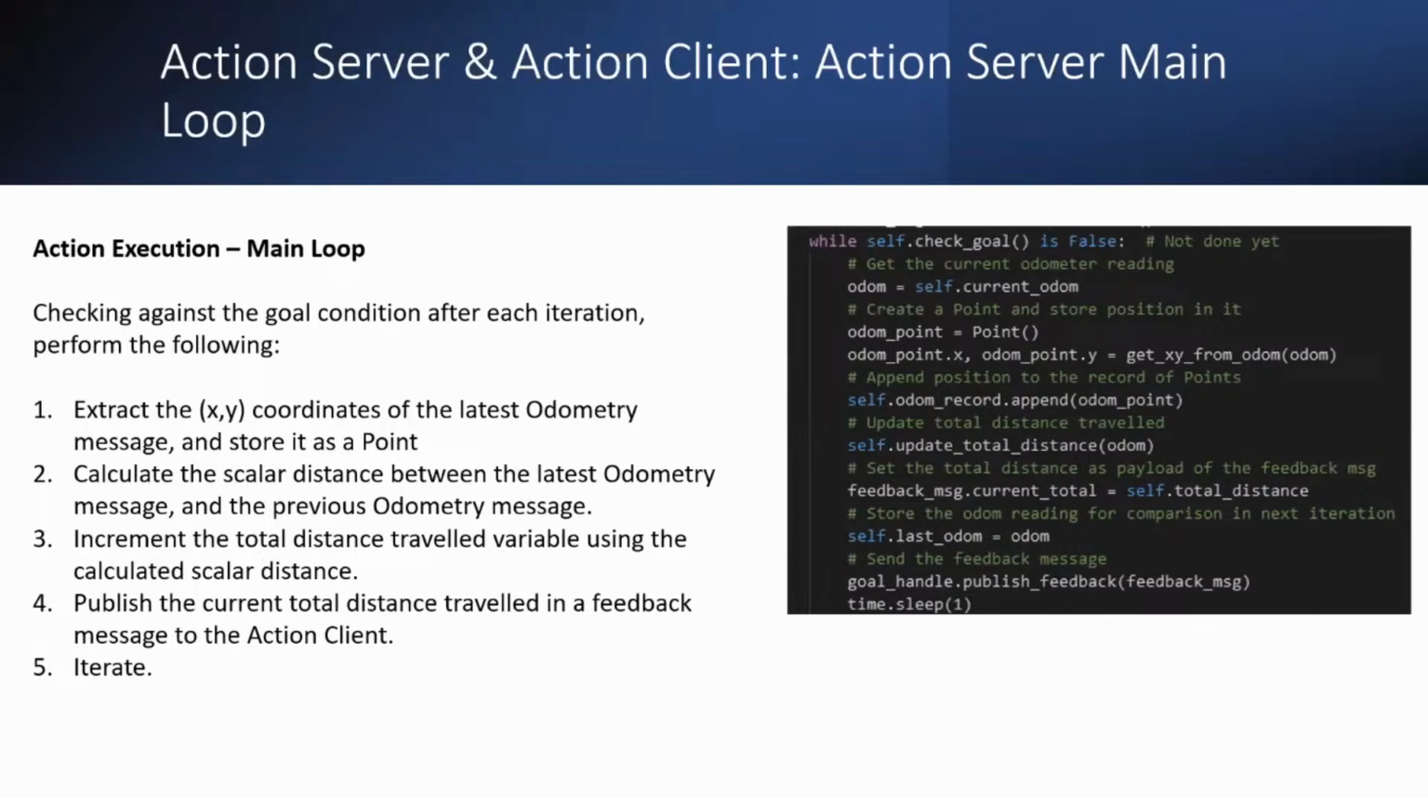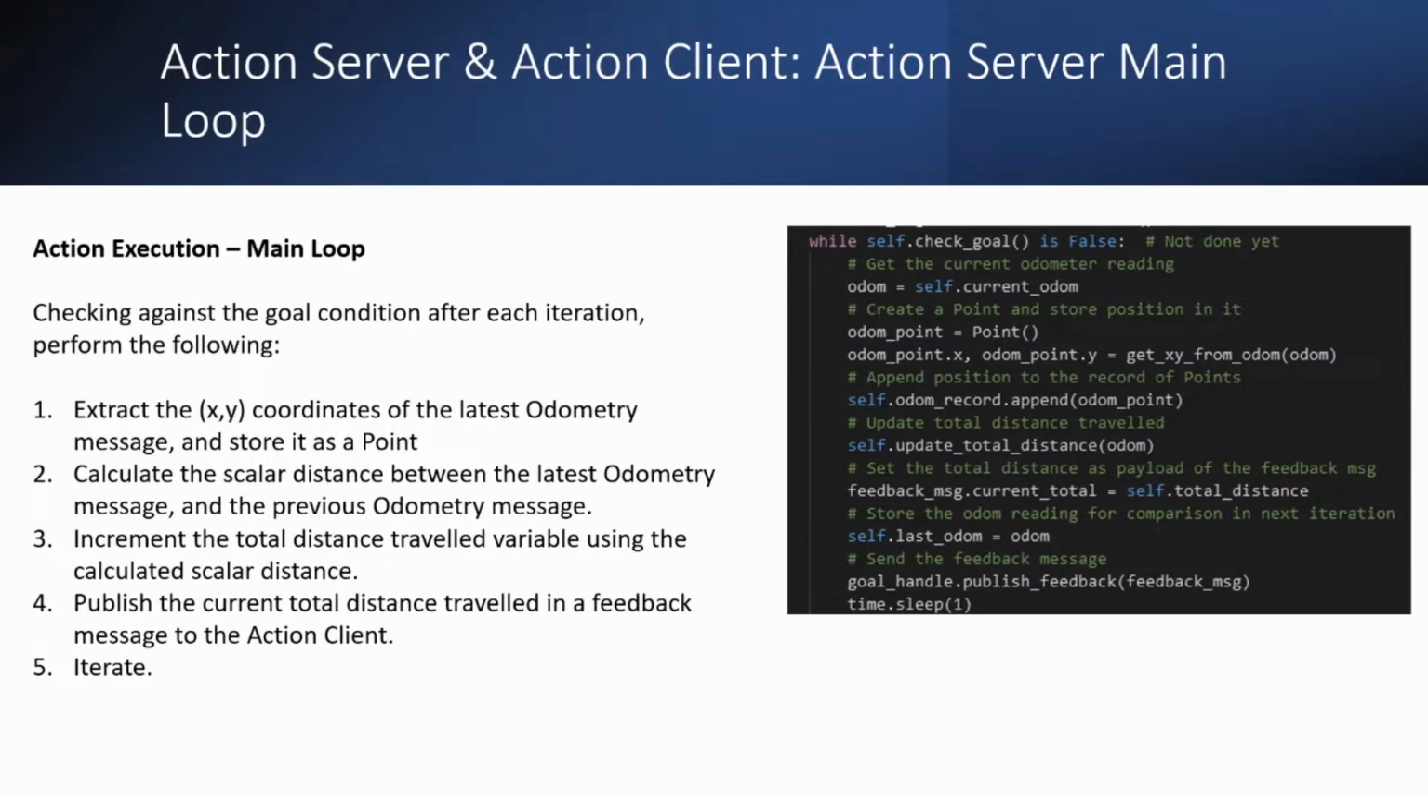And this is the rest of the main loop. So the goal check is evaluated in a while loop, and several things happen within that while loop. We've got the extraction of the X and Y coordinates from the odometry message, which contains a lot of other data that might be useful for other applications. But for us, we are only interested in the X and Y coordinates, which we extract as a point, which is a message format within ROS. With that extracted point, we calculate the scalar distance between the latest odometry message and the one previous, and we use that value to increment the total distance traveled by the Turtlebot.